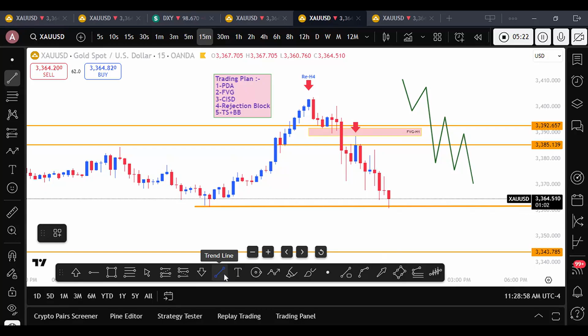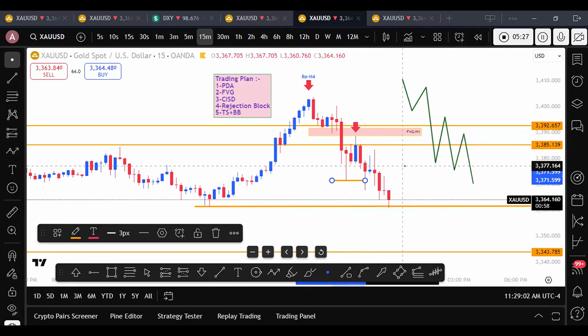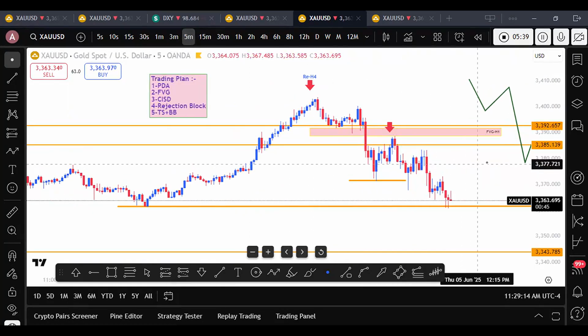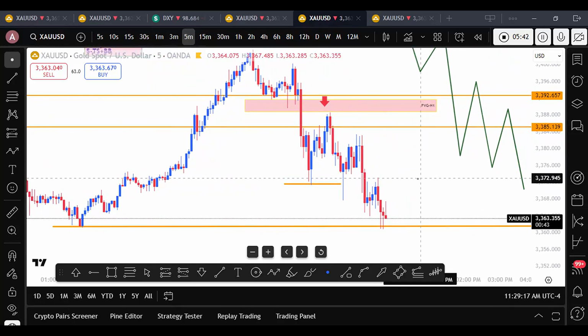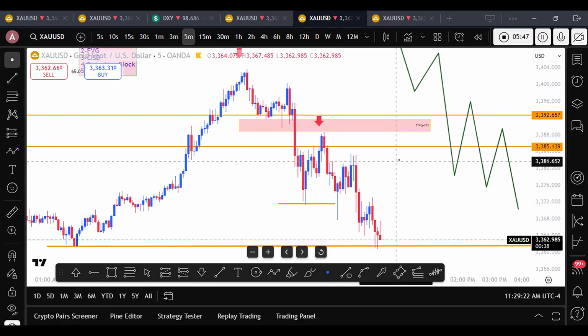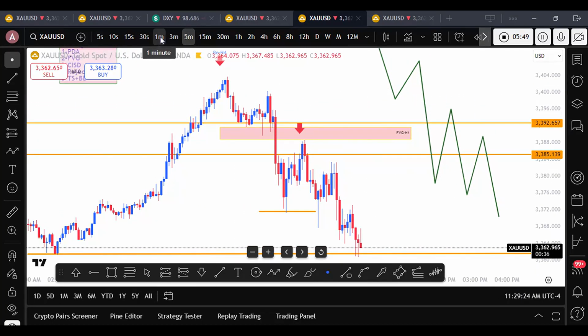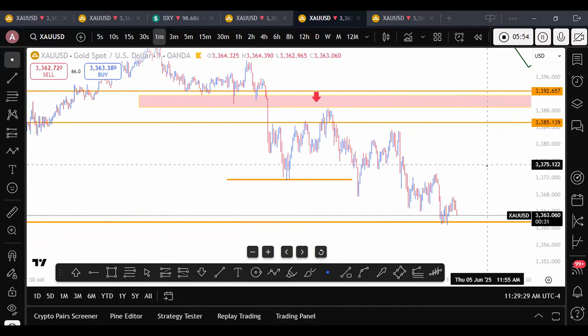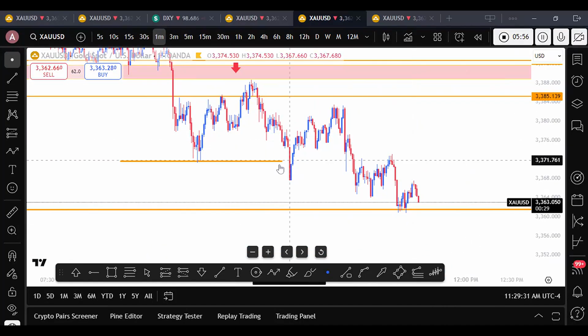We see that the price breaks market structure here and returns to this area. When it returns to this area, we will see what happened. This is a rejection block. This is a very good sign also. We can see this is a rejection block and the price returns to this area. Okay, and when we go to the lower time frame, we see the price in this area.